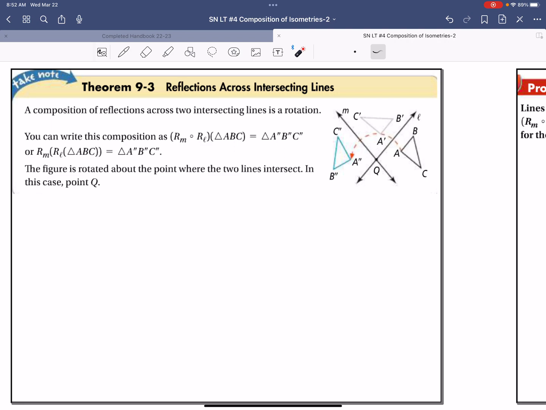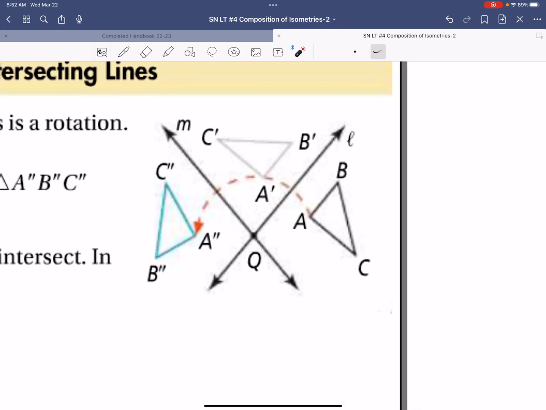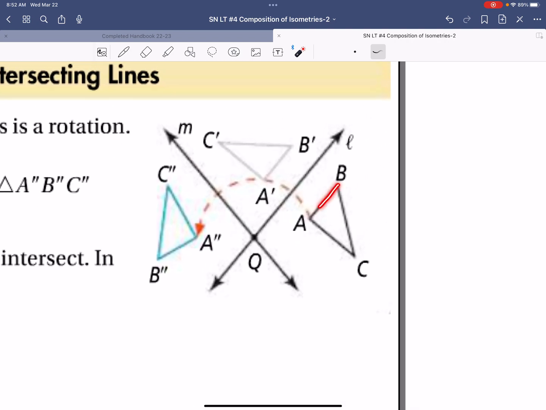Reflections across intersecting lines. So look at this. This is interesting. Here is our pre-image. I know that because it doesn't have any primes. And the first reflection's over line L. So we reflect over L and we get this image. That seems to make sense.